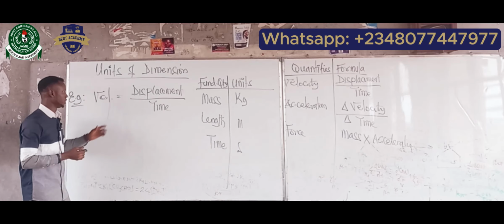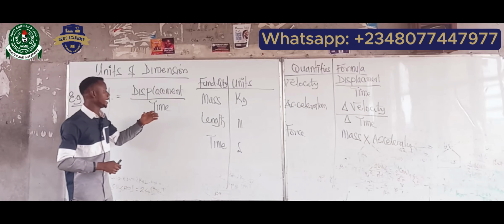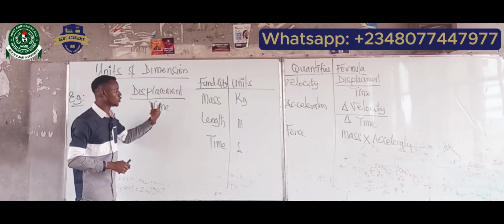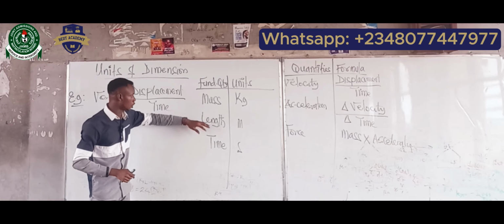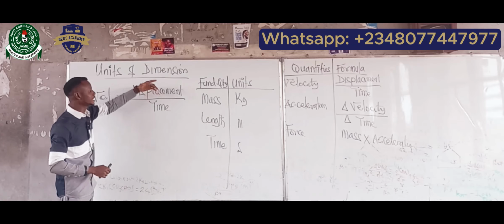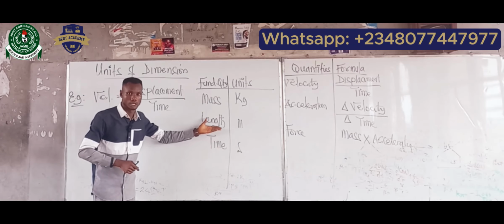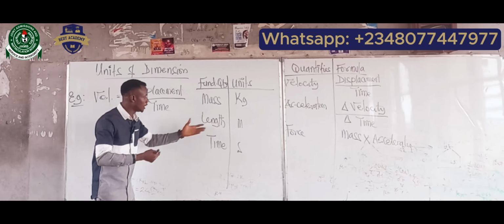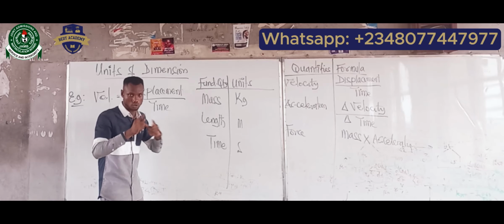Velocity is said to be displacement over what? Time. Now, I told you guys that whenever you want to express your formula in terms of the unit, first of all, you use either mass, length or time. So now let's try to know displacement. Anything that is not of mass and time should fall under which fundamental quantity? Length. Please take note. Anything that is not of length and time should fall under what fundamental quantity here? Mass. Please take note of this.